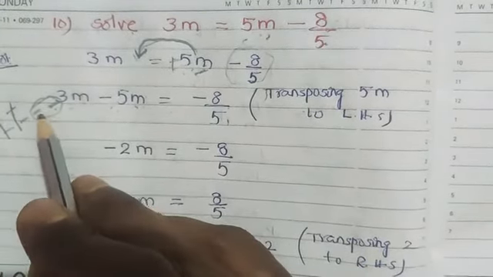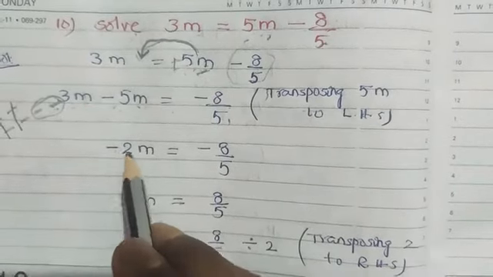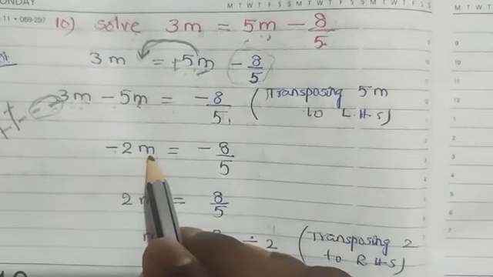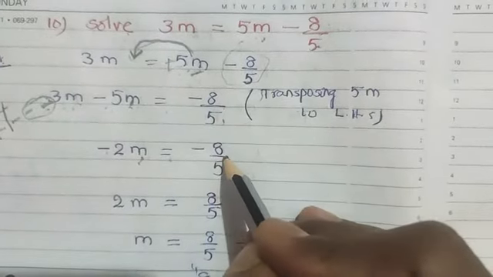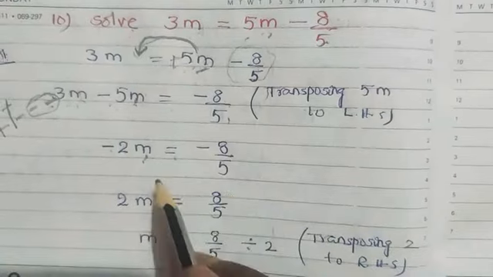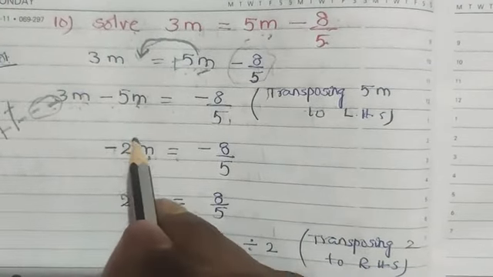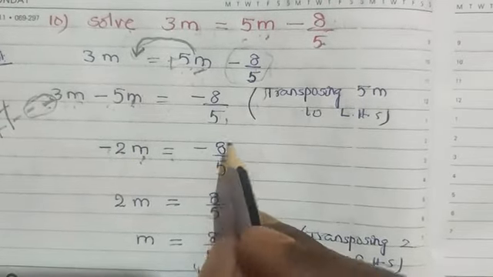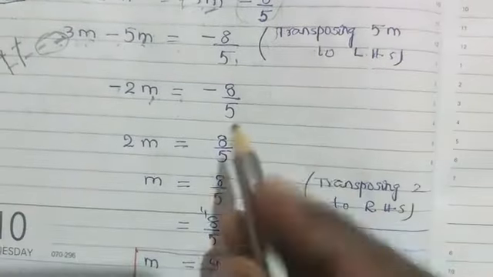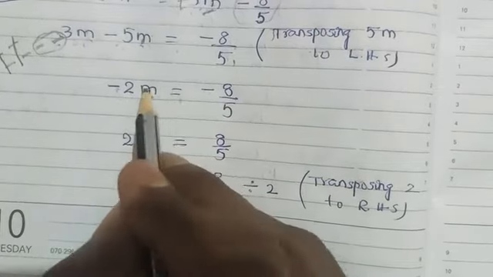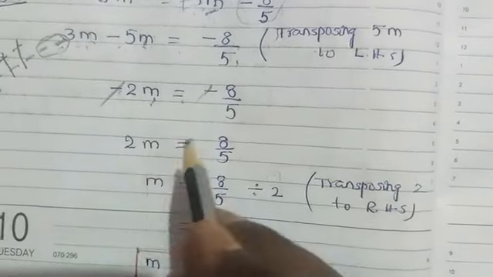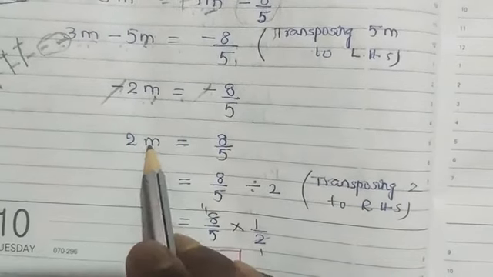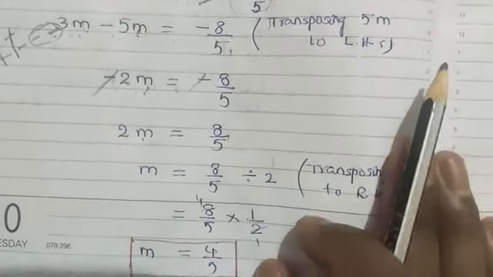So minus symbols, how many are there? 2 are there, so minus 2, and for this m you can write, so 3m minus 5m is nothing but minus 2m, that equal to minus 8 by 5 as it is. Now both sides of equality sign, this is one term, that is minus 2m, this is also one term only. If you are having minus symbol on both sides, you can cancel out, so minus minus gets cancelled, so what is left? 2m is equal to 8 by 5.